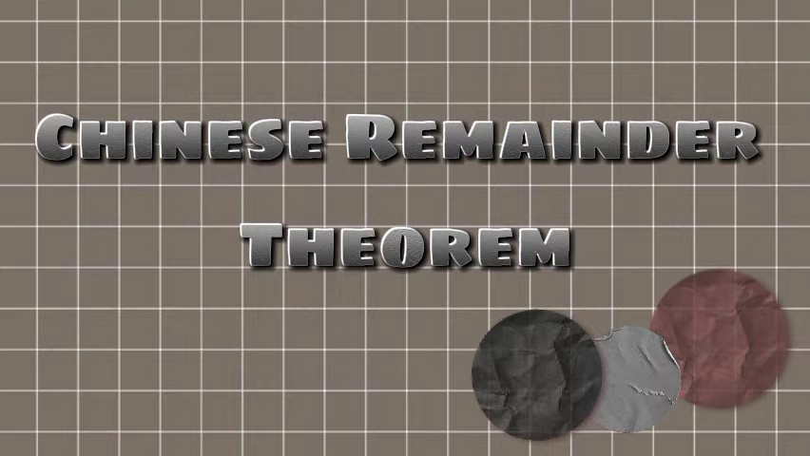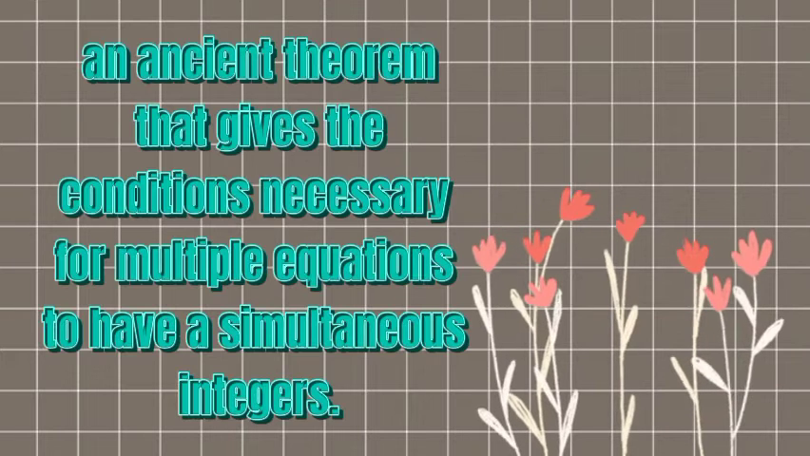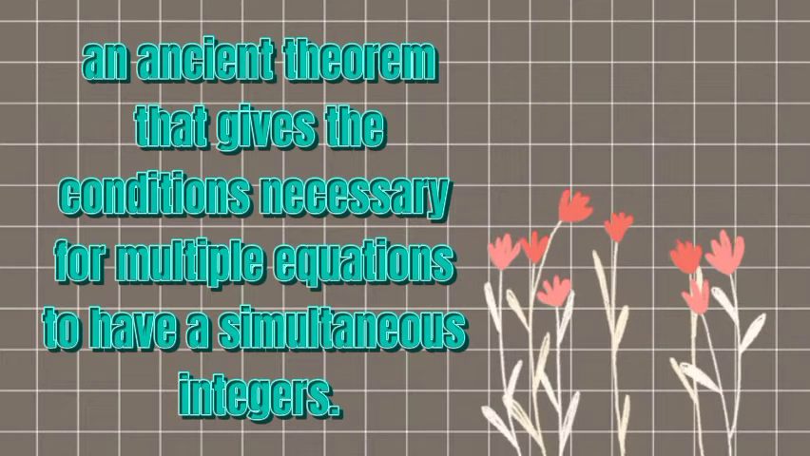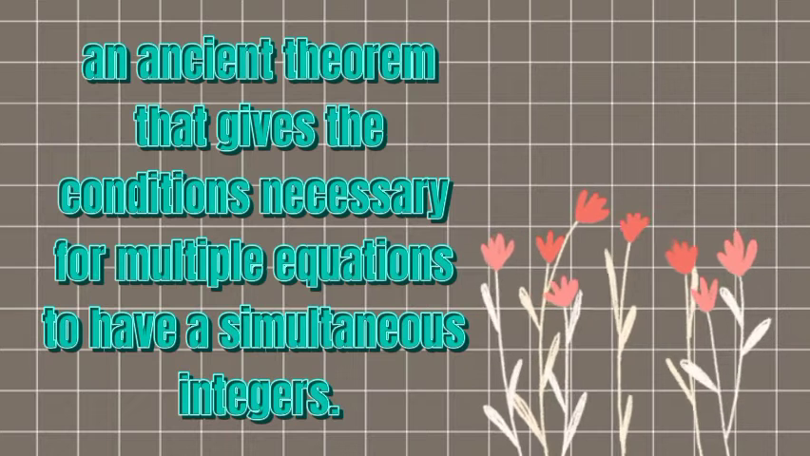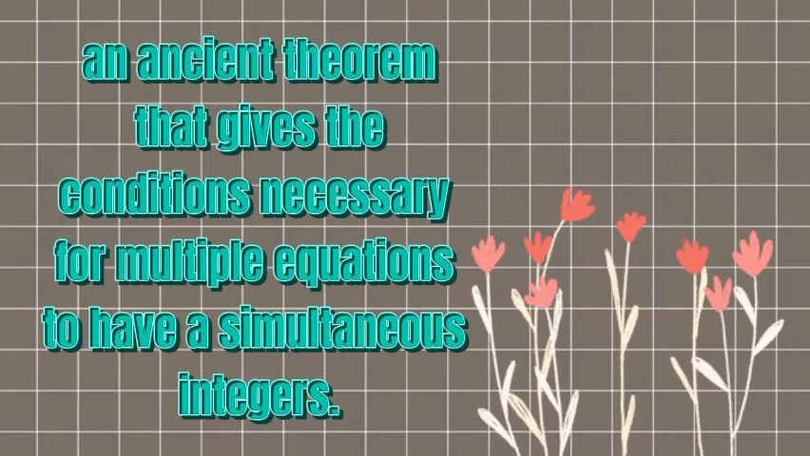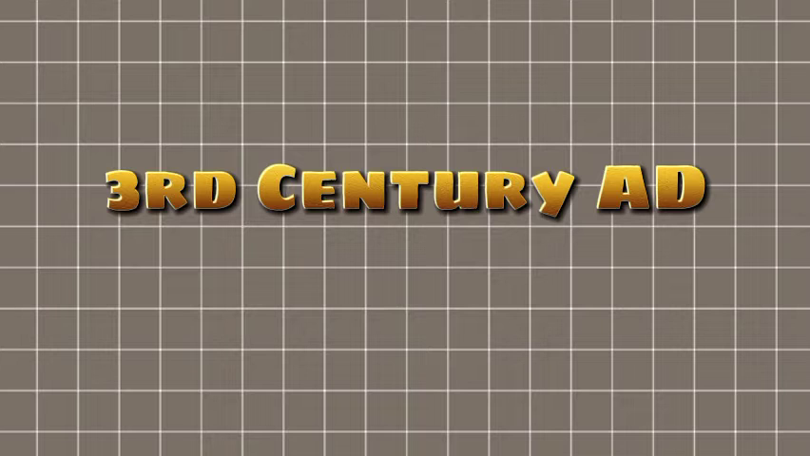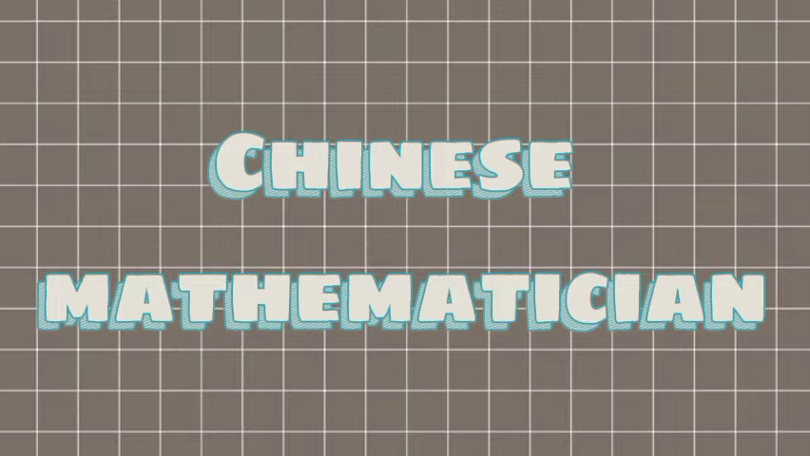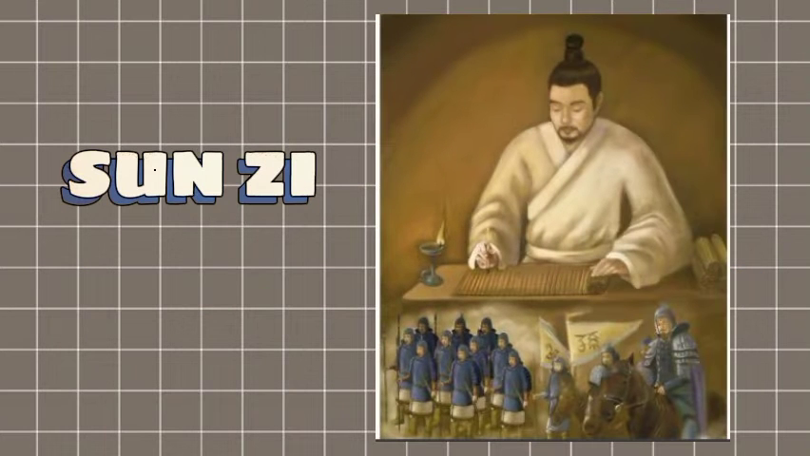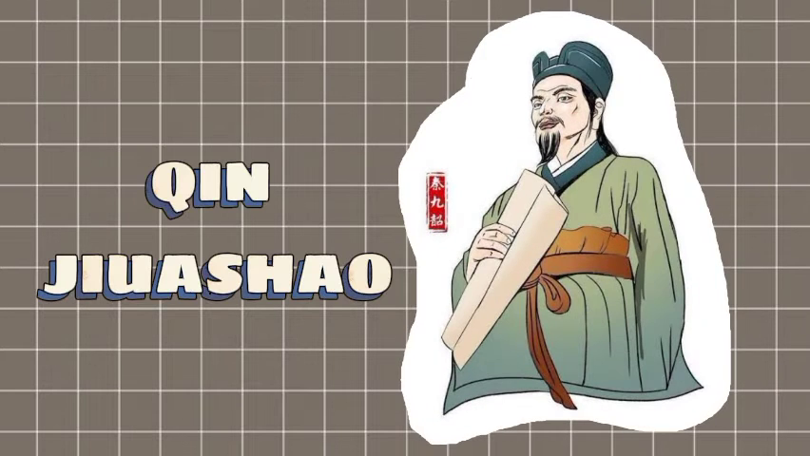The Chinese remainder theorem is an ancient theorem that gives the condition necessary for multiple equations to have a simultaneous integer solution. The theorem has its origin in the work of the 3rd century AD Chinese mathematician Sunzi, although the complete theorem was first given in 1247 by Qin Jiushao.